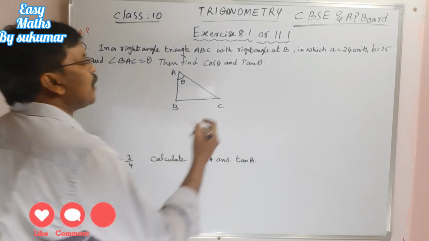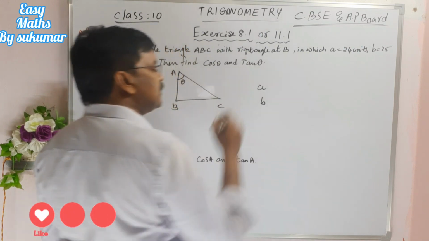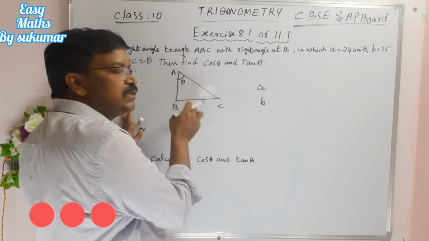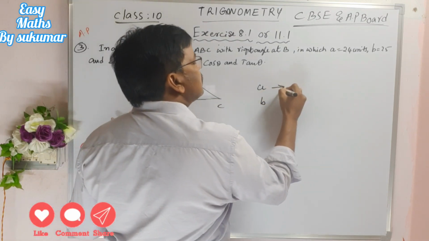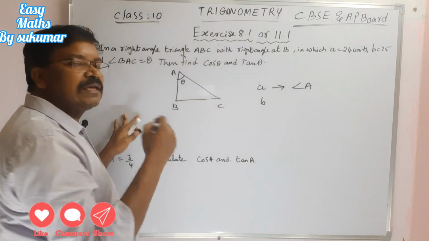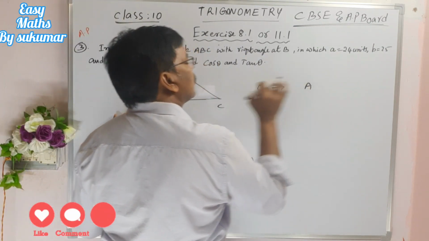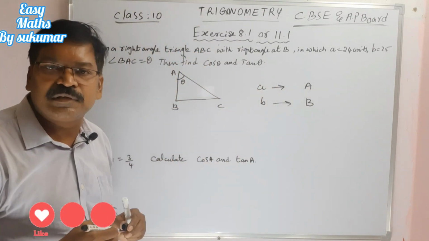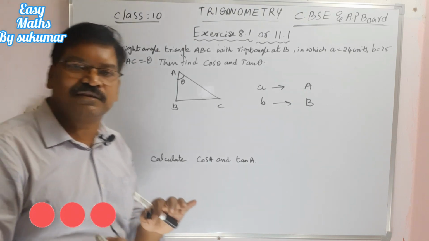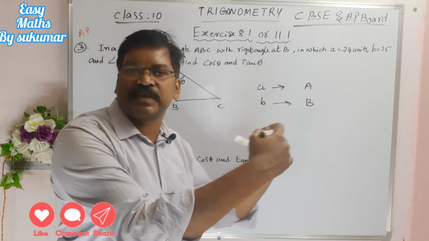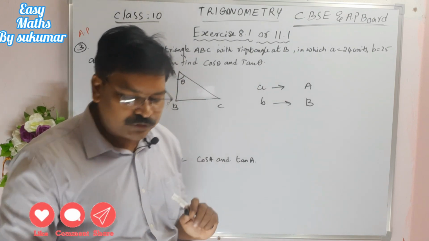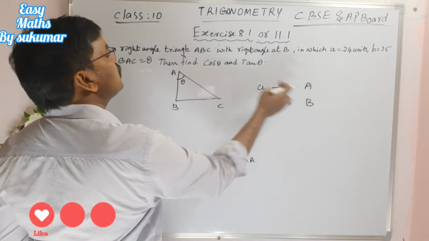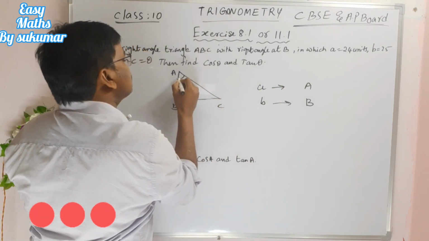Here, what is small a and what is small b? Small a is the side opposite to capital A, the angle or vertex A. Small b is opposite to vertex capital B. Small c, vice versa, is opposite to the vertex capital C. So small a is opposite to capital A.